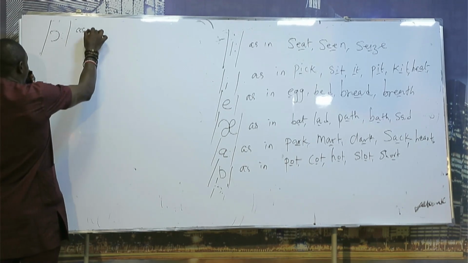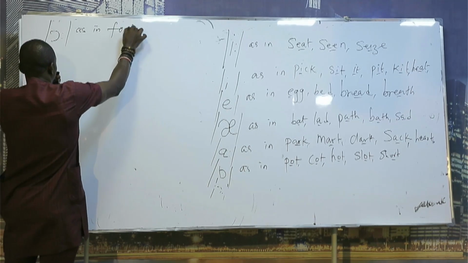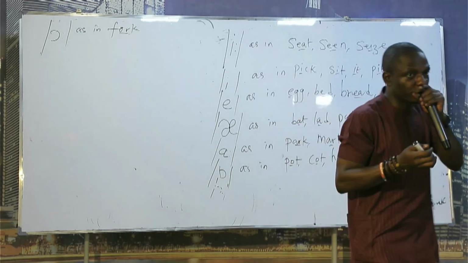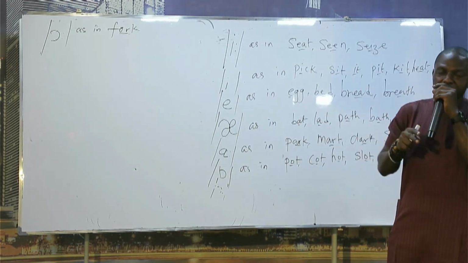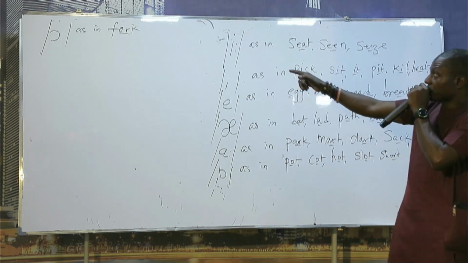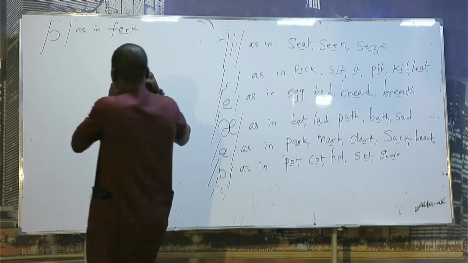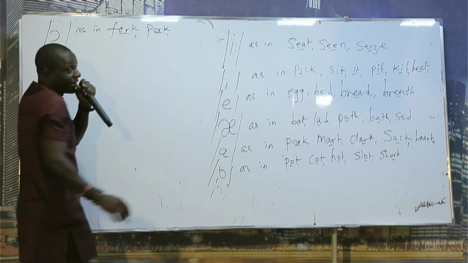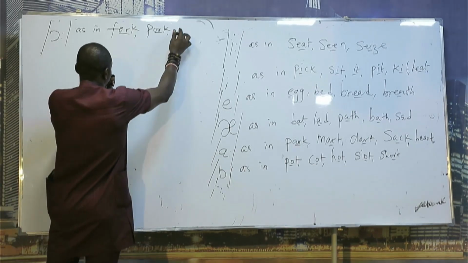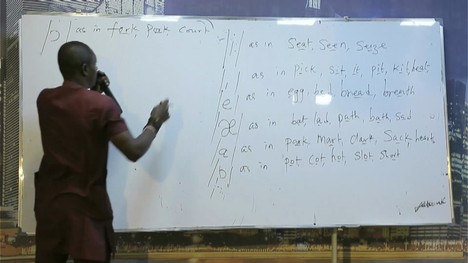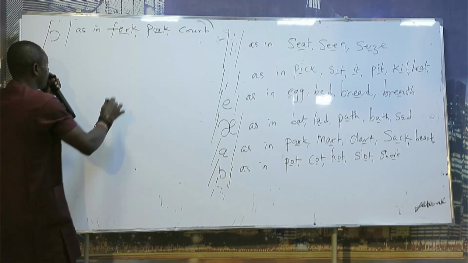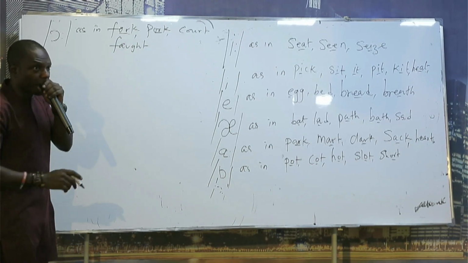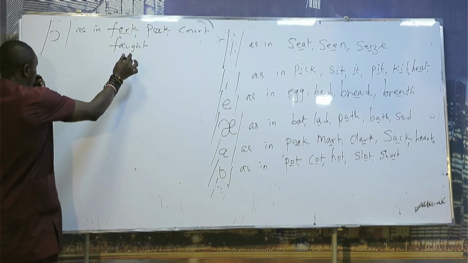Number 7, the long o sound, as in fork. There is nothing like fake. Fake is not an English word. It is your own family word when you're still using it. Okay, so you have fork. You have pork meat. You have court, C-O-U-R-T. You have fought, F-A-U-G-H-T. You fought with him, fought.